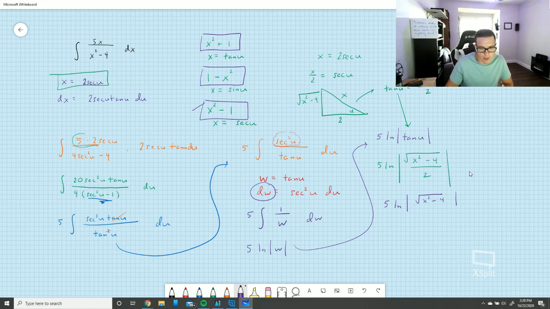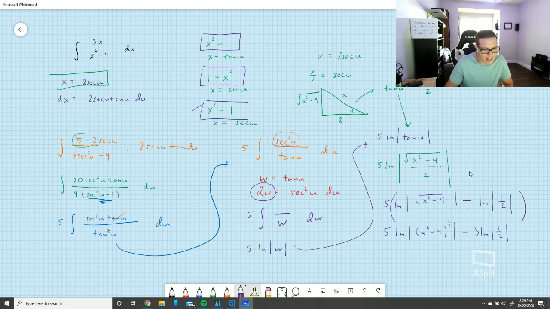There's a couple ways you could do it. So I do want to split it up, and I want it as 5 natural log of that one minus the natural log of the other one. Okay, fine. Then, if you notice this, that's what I was trying to do. I can write this as natural log of x squared minus 4 to the 1/2 minus natural log of 1/2, with a 5 in front because I'm distributing the 5.